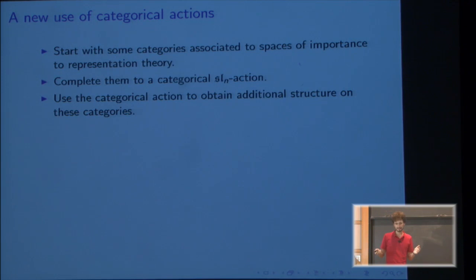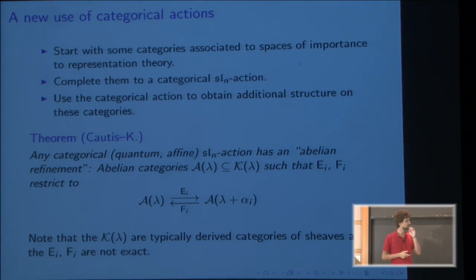The point being is then with that action, we can get additional structure on our categories. So we use the combinatorics of the action to get structure on our categories. What does a typical theorem like that look like? Okay, we start with some SL_N action. No matter what, we applied it to our particular one, but it's an abstract theorem.